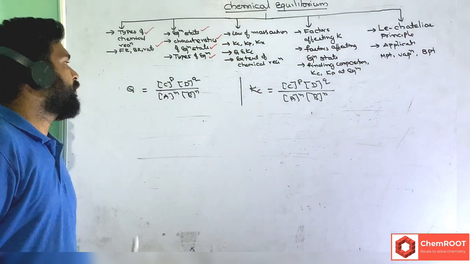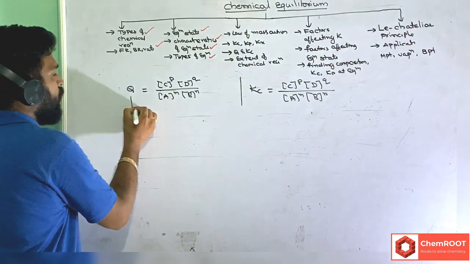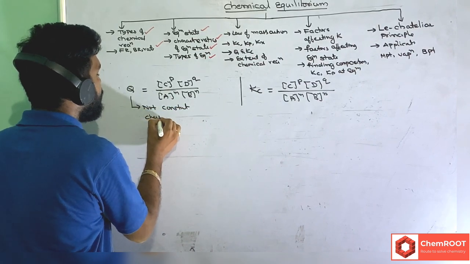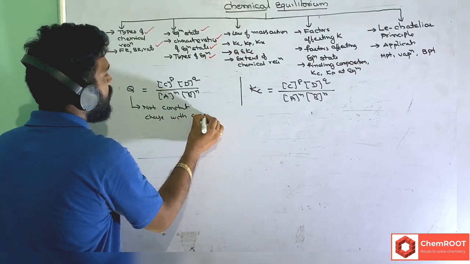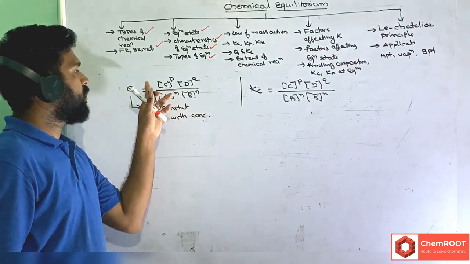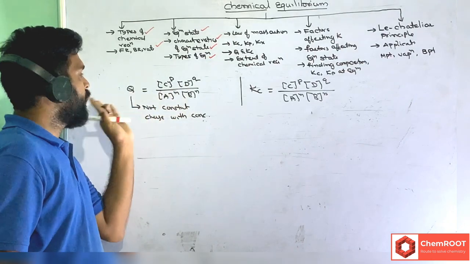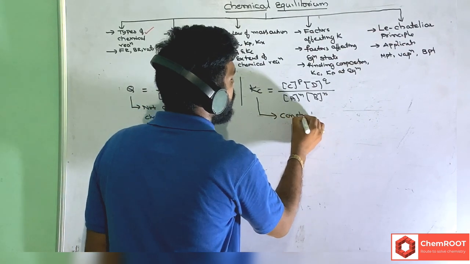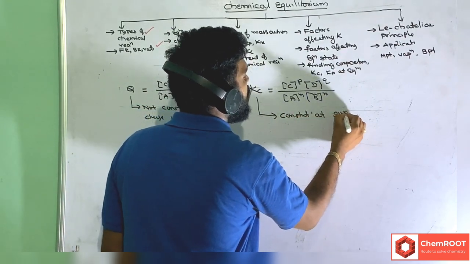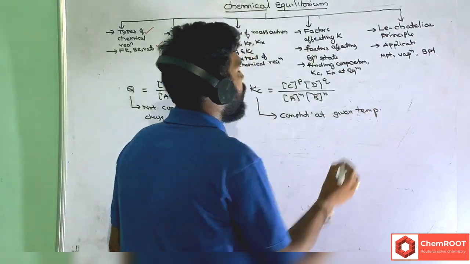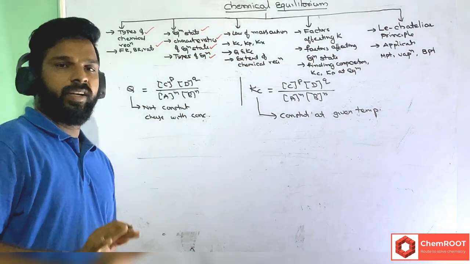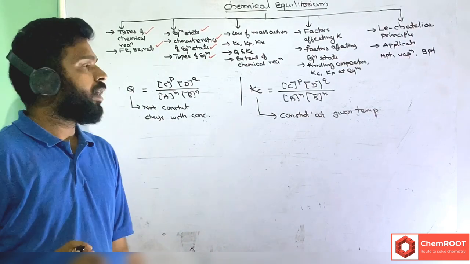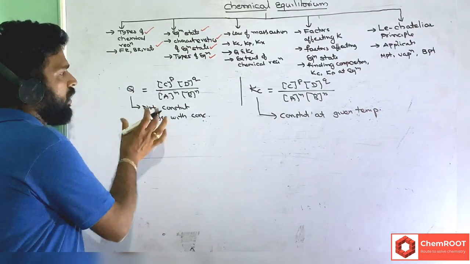What is the basic difference between this Q and Kc? Q is not constant. It changes with concentrations. So if I change A concentration, B concentration, C concentration, D concentration, Q will change. But Kc is constant at a given temperature. So Kc value is constant at a given temperature. It does not change with the changing concentration of the reactants or products. Okay, so that is the basic difference.